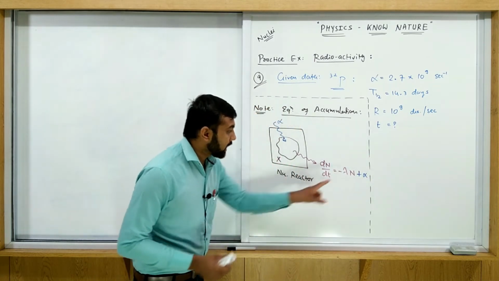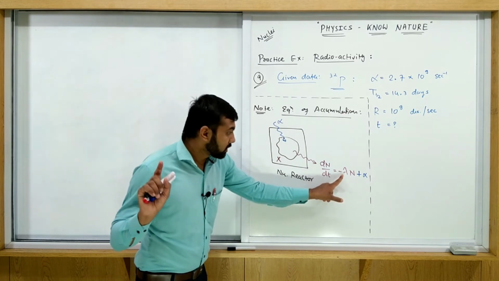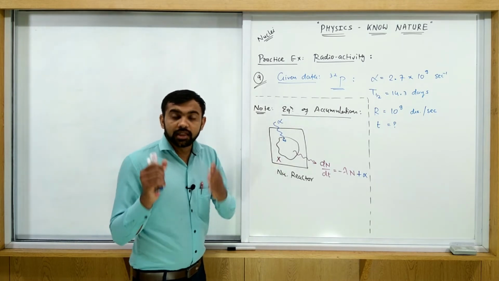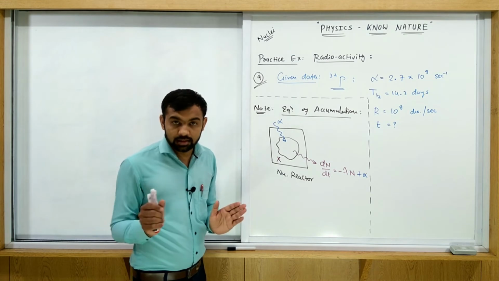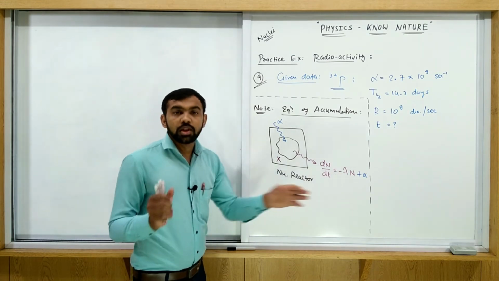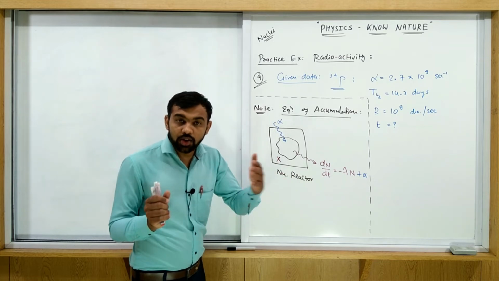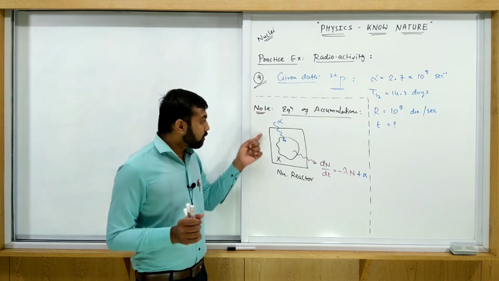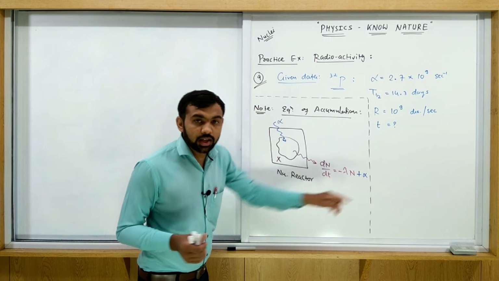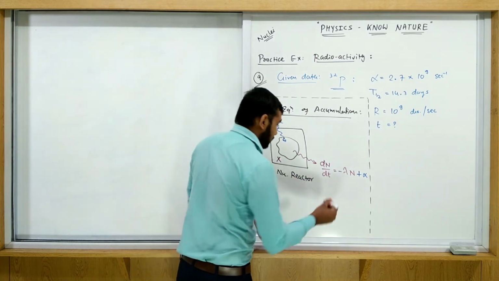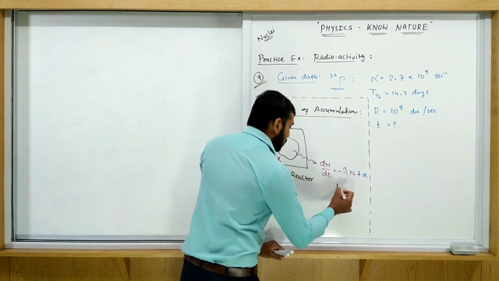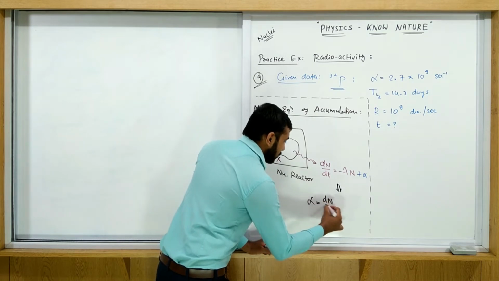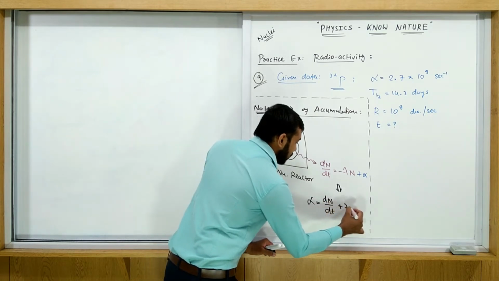Why do we write the negative sign here? As we discussed in the theory session, this negative sign indicates that as time passes, due to radioactivity, the number of nuclei in the parent substance decreases. Now you are adding something, so it must be added here. So the accumulation equation is written like this: alpha is equal to dN by dt plus lambda N.